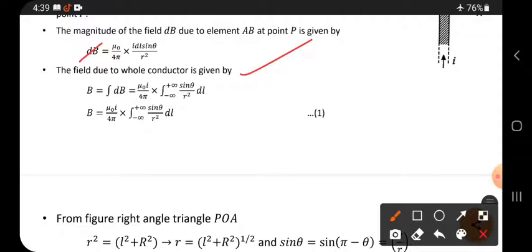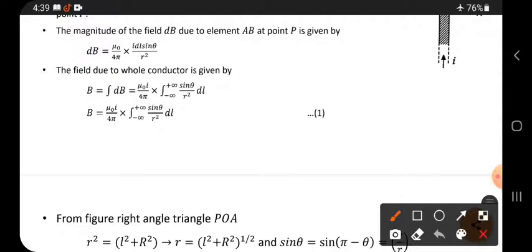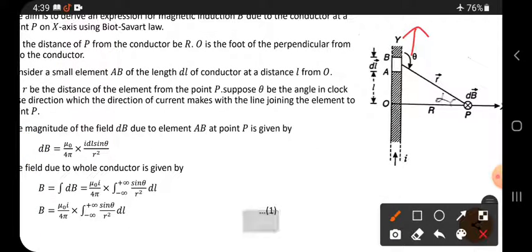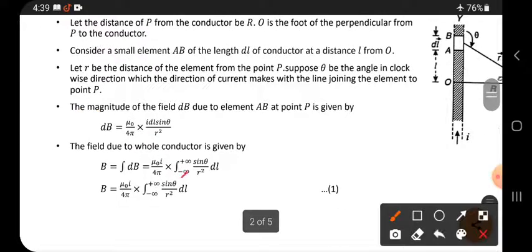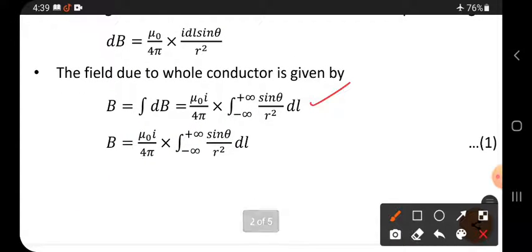So integration and differentiation cancel, and we get the B value. B is equal to mu naught I by 4 pi, integral from minus infinity to plus infinity of sin theta by r square dl. As I said at the beginning, this end is at infinity and this end is also at infinity. The upside is taken as positive and the downside infinity as negative, so the limit is from negative infinity to positive infinity. Let this be equation 1, the first equation.